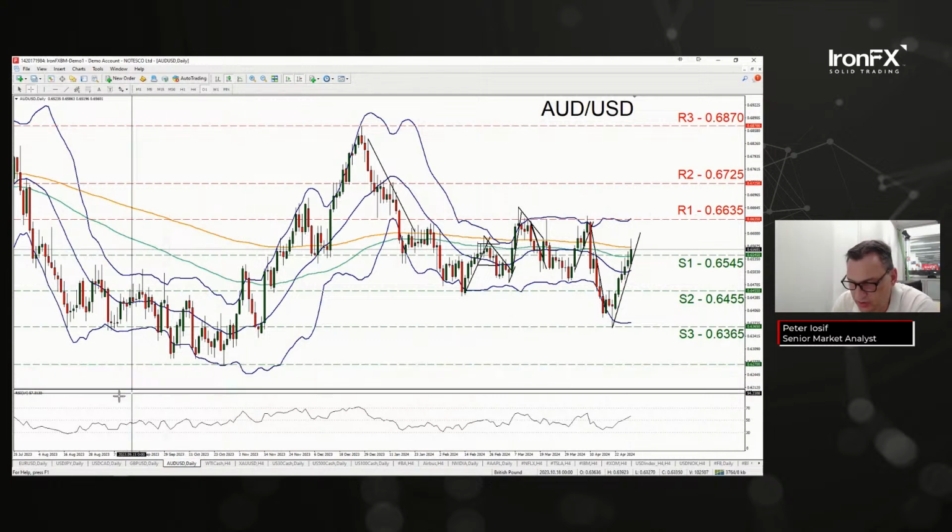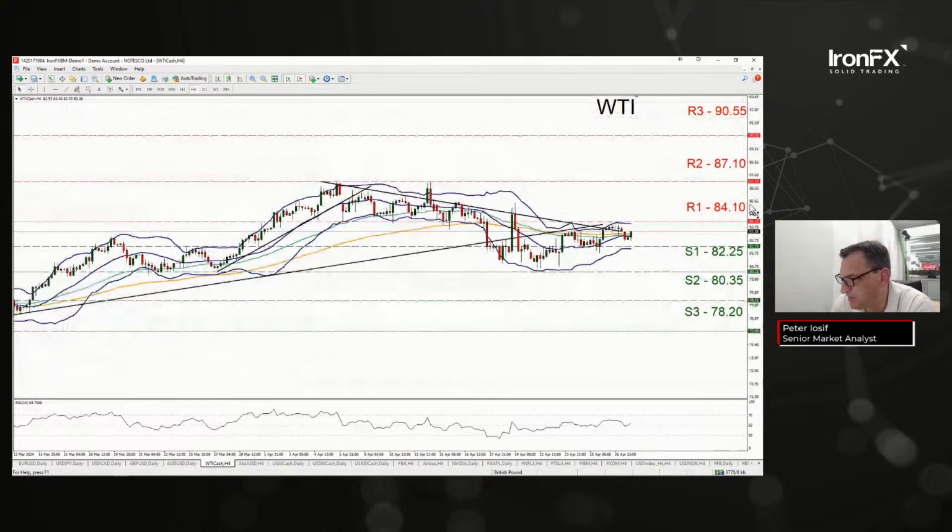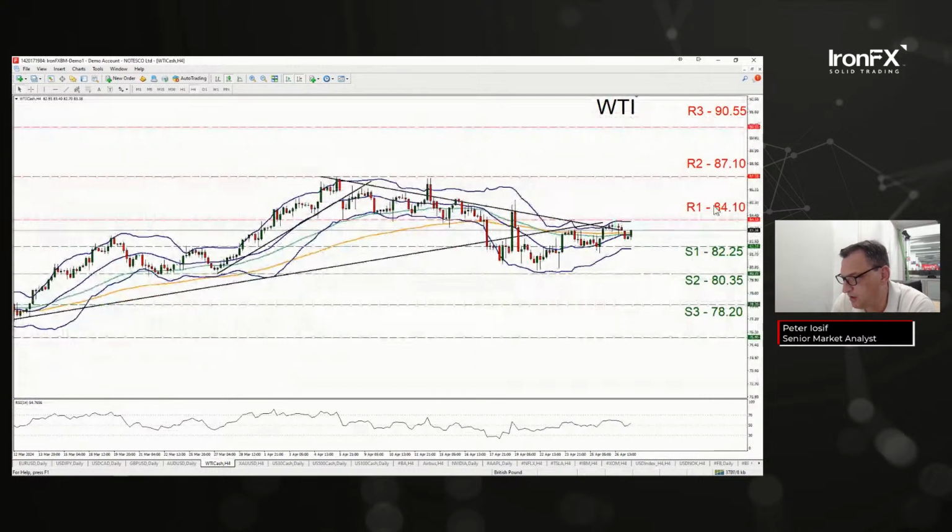Let's start with WTI's price action. WTI seems to be confined in a sideways motion, yet that may be deceptive. And allow me to explain. Let's correct the labels first so we have a clearer view.